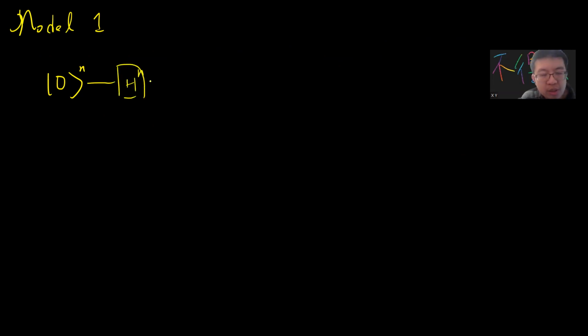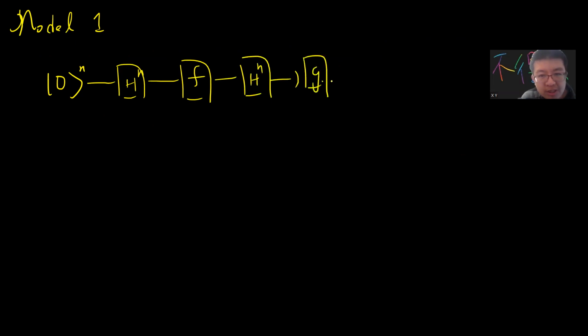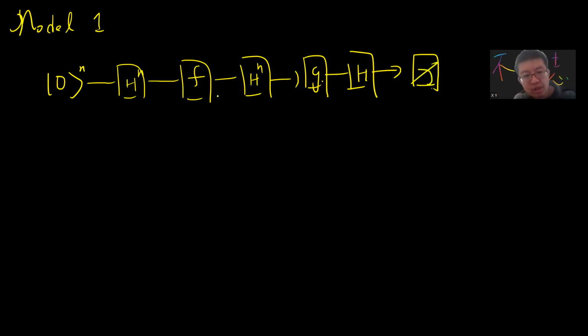Okay, so model one is this. You start with the all-zero product state on n qubits, and then you apply the Hadamard, so you create the superposition, and then you apply f, and then you apply Hadamard, and you apply g, and then you apply Hadamard, and you measure. So this is the simplest, the first model, a simple model that one can think of.